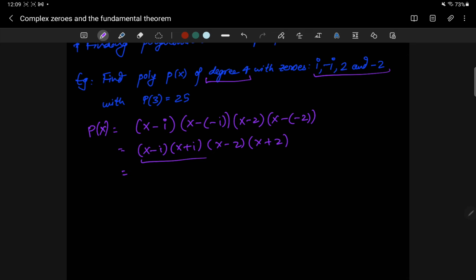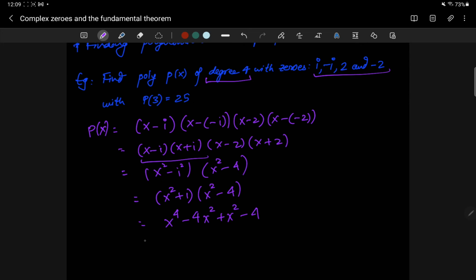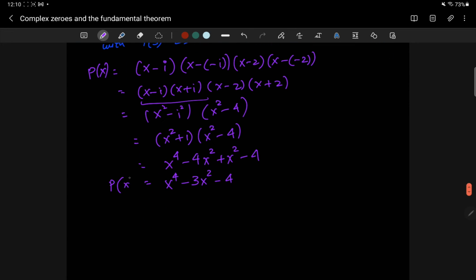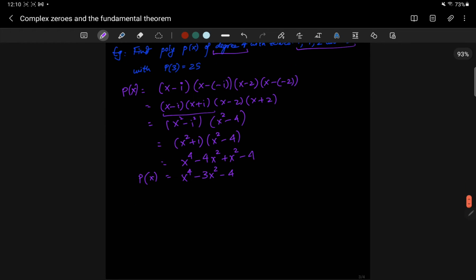Right, so for this one, that's a plus b, a minus b, so it's x squared minus i squared. Same here, x squared minus 4. So that's x squared plus 1 and x squared minus 4. That's x to the 4 minus 4x squared plus x squared minus 4, x to the 4 minus 3x squared minus 4. The last thing that we need to check is we are given this condition that p of 3 should be 25. Let's see what that comes out to.